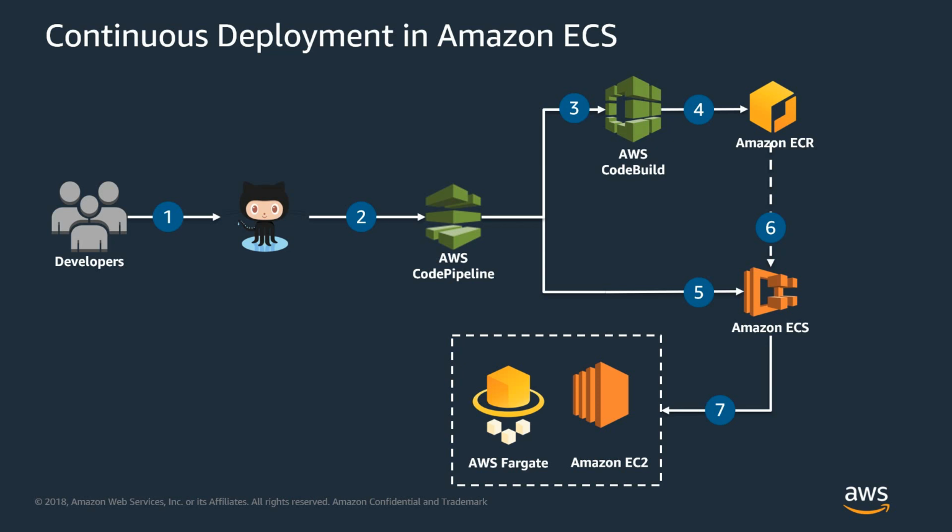In step 4, AWS Code Build pushes the newly built Docker container image tagged with a build ID to an Amazon ECR repository. And in step 5, AWS Code Pipeline initiates the update of the AWS CloudFormation stack, which defines the Amazon ECS task definition and service. In step number 6, Amazon ECS fetches a new container from Amazon ECR and replaces the old tasks with a new one on the cluster. And in the last step, the new revision of the service is now running on the cluster using the specified launch type, AWS Fargate or Amazon EC2.